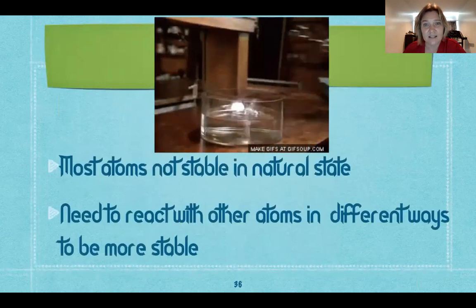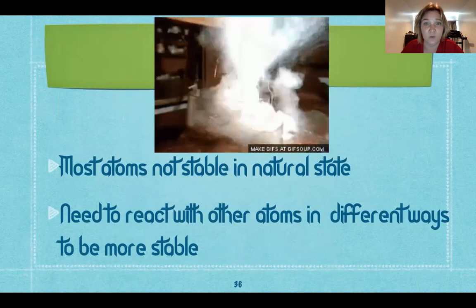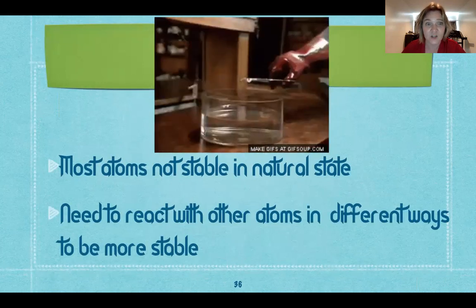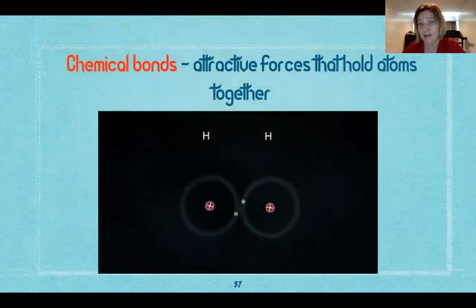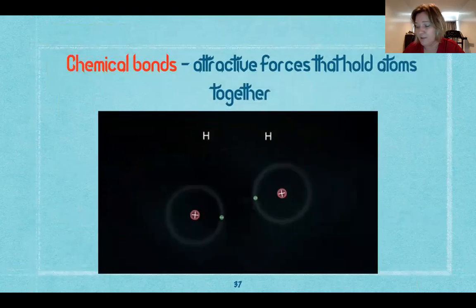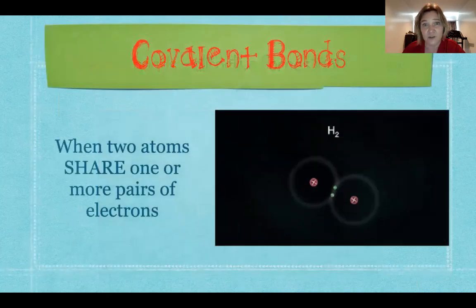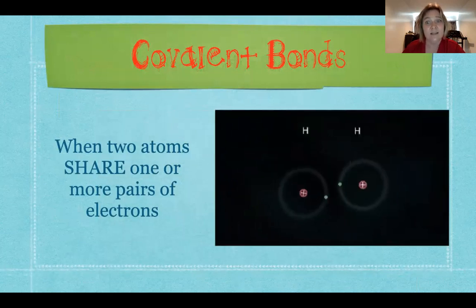Most atoms are not in a stable natural state. What you see here, I believe, is pure sodium. It reacts very violently just with regular water. So atoms want to be stable, and that's why they react. When atoms react, they form what are called chemical bonds. These are attractive forces that hold them together. There are two major types of chemical bonds. One is covalent bonds. This is when atoms share electrons.